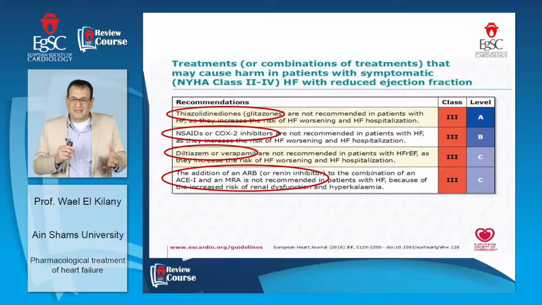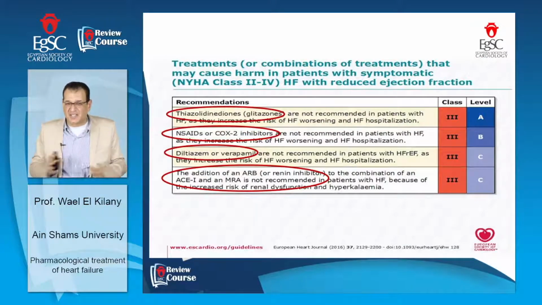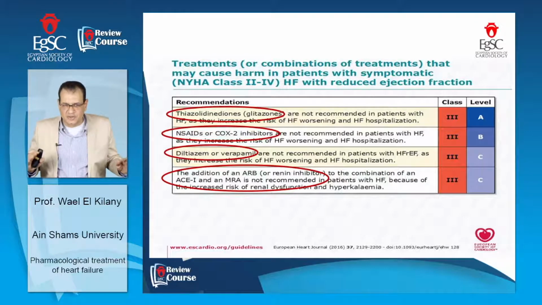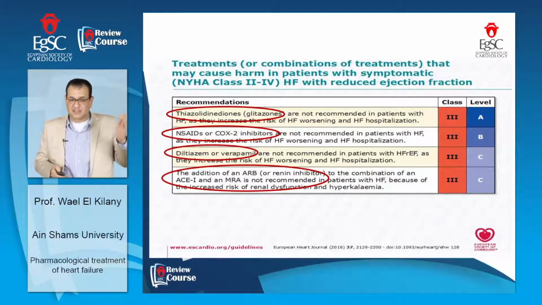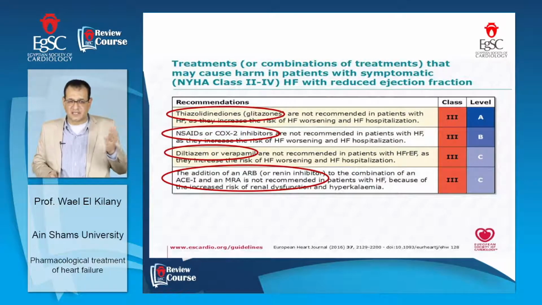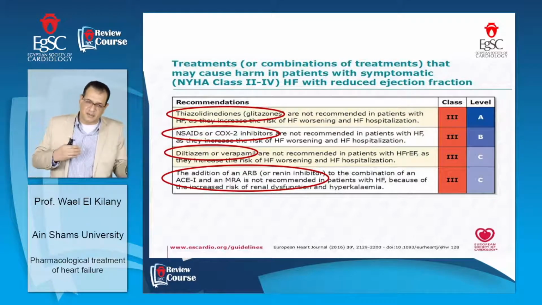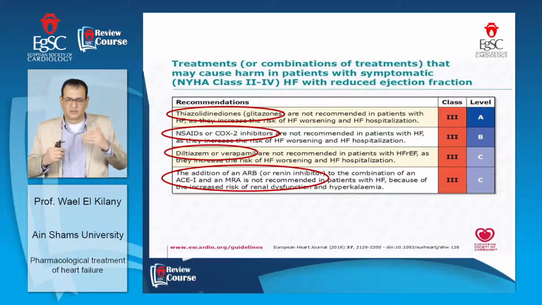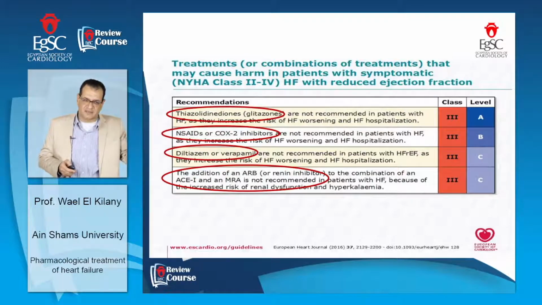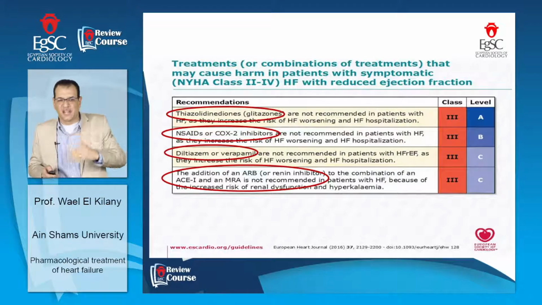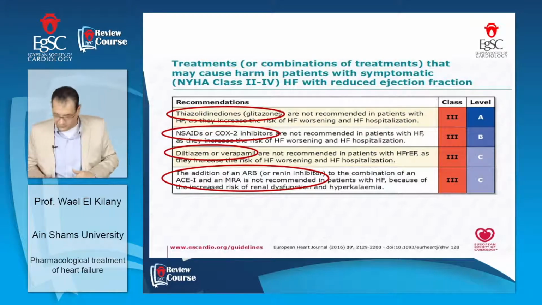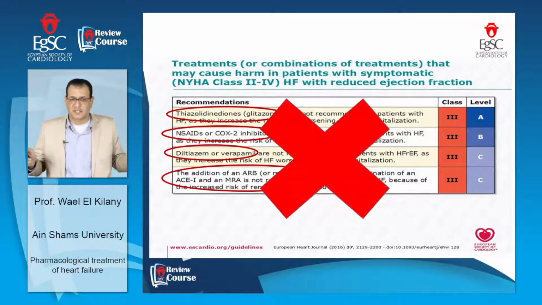There are some treatments that are totally contraindicated, that you should never use during heart failure. These are the glitazones, which are drugs for diabetes, non-steroidal anti-inflammatory drugs, diltiazem, verapamil, and the combination of ARBs with ACE inhibitors with MRA. So this triple combination is contraindicated. You use ACE plus MRA or ARB plus MRA, but never ACE plus ARB. Okay?